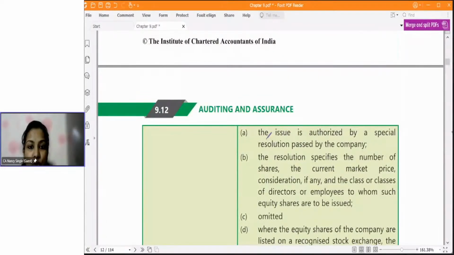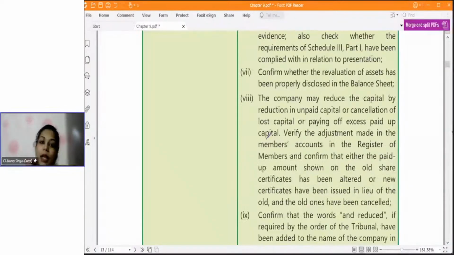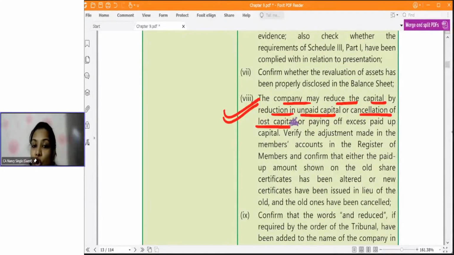So reduction of capital. First of all, let us have a look at how the company may reduce. The company may reduce the capital by reduction in unpaid capital, cancellation of lost capital or paying off excess paid up capital. What is lost capital? It basically means that when the company is making losses and the assets are overvalued, now the assets need to be revalued. So much of the asset which is not represented by the capital is being reflected in the financial statement. So the management will reduce the share capital. Okay, Manisha, Bhumika, is it clear?